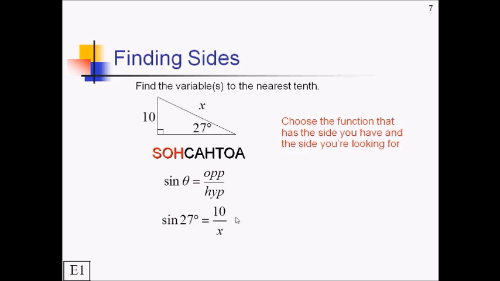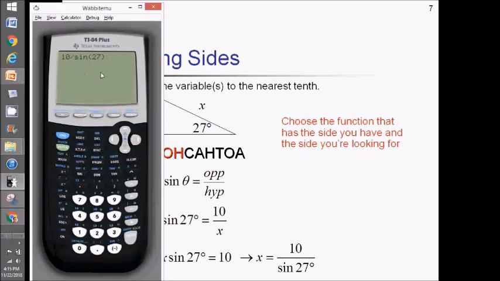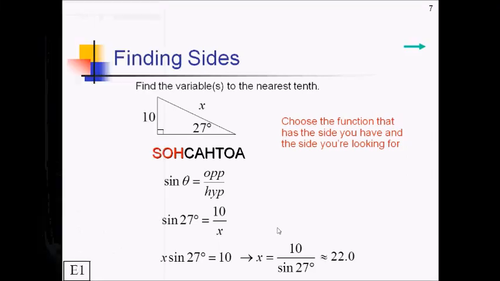So we need to first get this x out of the denominator. I can do that by multiplying both sides by x. So I'll have x sine of 27 degrees equals 10. But then I need to get x by itself, so now I need to turn around and divide by sine of 27. And at this point, it's the calculator's job to give me the answer here. So I end up with 10 divided by sine of 27, which comes out to 22.0 if we round off to the nearest tenth.